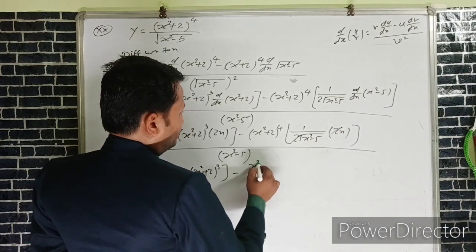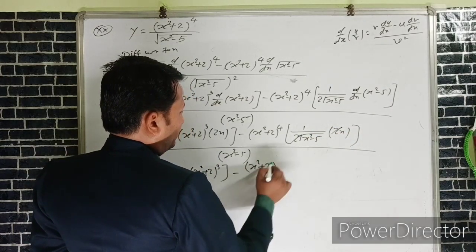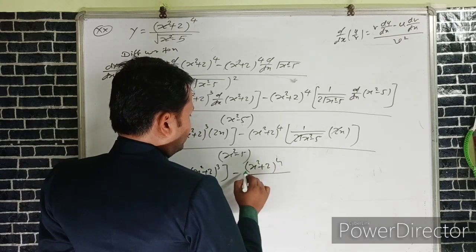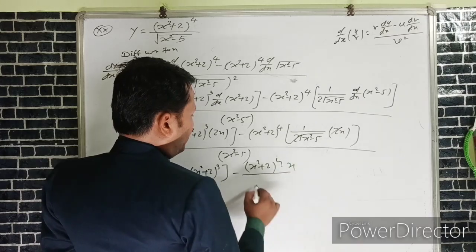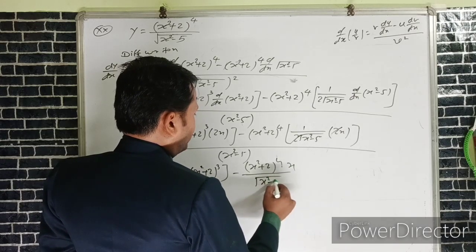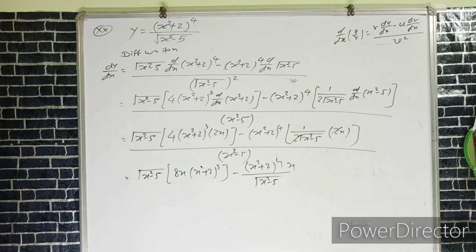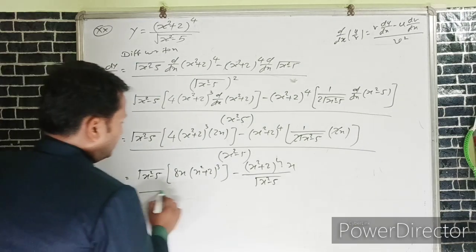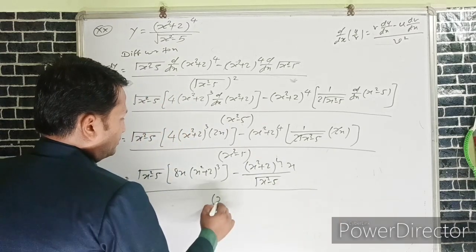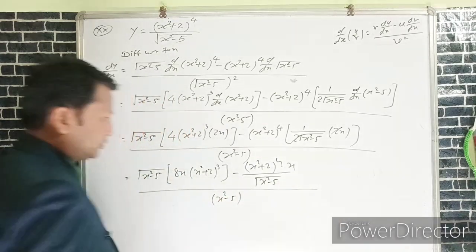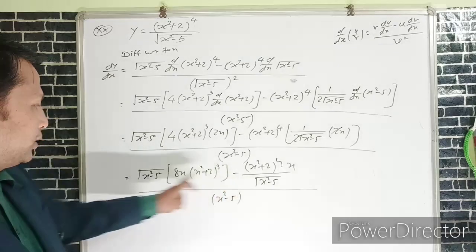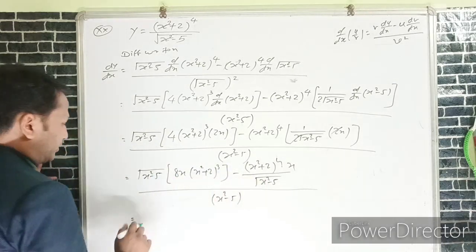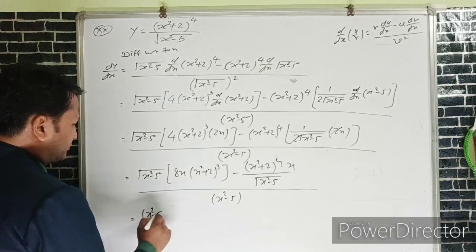minus x square plus 2 whole raised to the power 4 upon under root of into x upon under root of x square minus 5. Whole denominator x square minus 5. If we take the cross product of both terms, we can write under root of x square minus 5 into under root of x square minus 5 is x square minus 5.